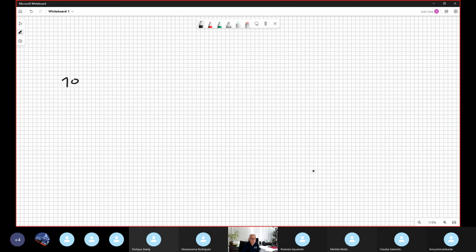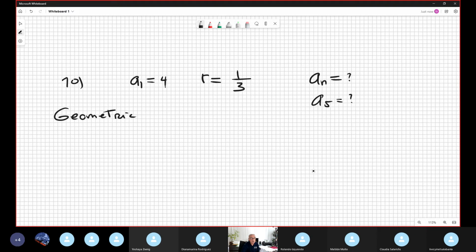Ten and 11 is different. It is about geometric sequence. And in a geometric sequence, the formula is different. It's giving A1 equal to 4, and the common ratio is 1/3. And they want to know A sub n in any position, and specifically A5, in position 5. The formula is different in geometric sequence.